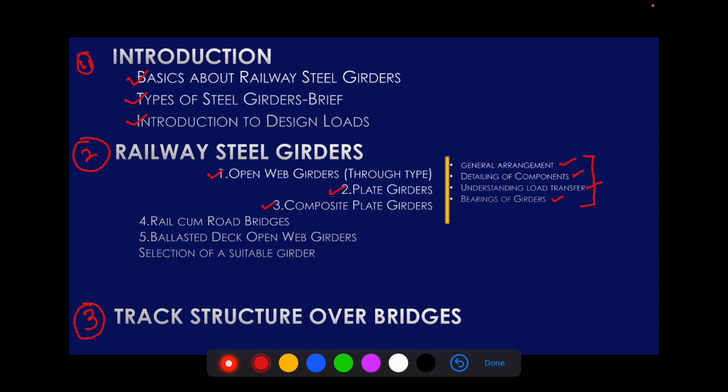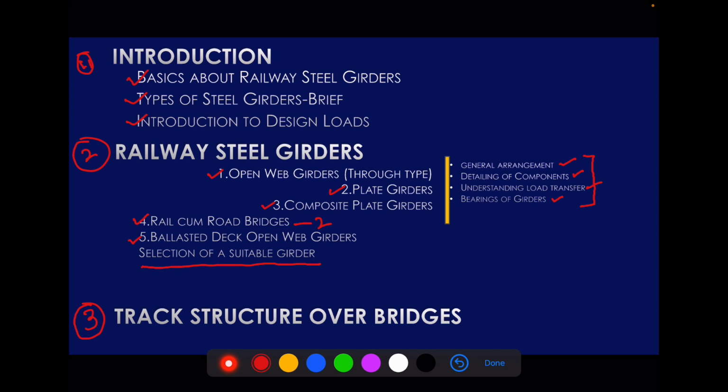Then we have tried to cover rail cum road bridges briefly. I have covered rail cum road bridges through two examples. Then I have touched upon ballasted deck open girders also. Then there is a topic called selection of a suitable girder. What are those parameters which define the use of a particular type of railway girder? We have tried to discuss this topic also.